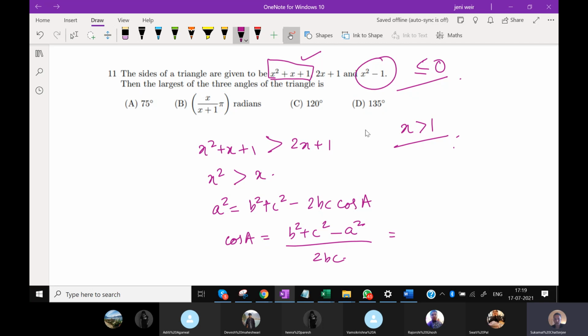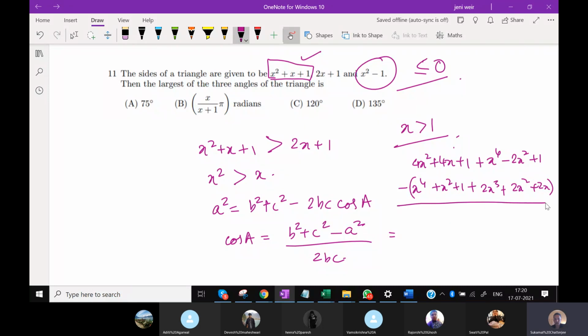The squares of the two smaller sides would be 2x plus 1 whole square, which is 4x square plus 4x plus 1, and x square minus 1 whole square, which is x to the power 4 minus 2x square plus 1. And from this, you have to subtract the square of the largest side, which is x to the power 4 plus x square plus 1 plus 2x cube plus 2x square plus 2x. And you have to divide this by 2 times the product of the two smaller sides, which would be 2x plus 1 multiplied by x square minus 1, which would be 2x cube plus x square minus 2x minus 1.